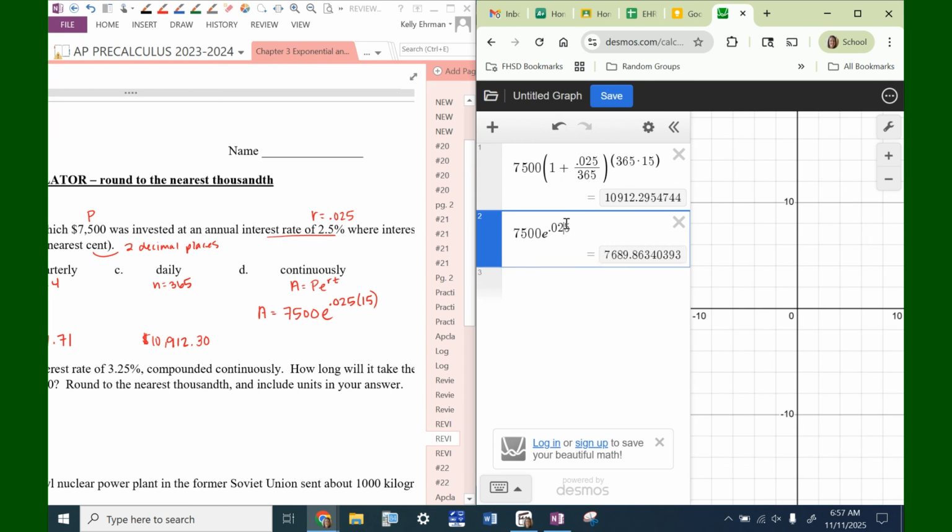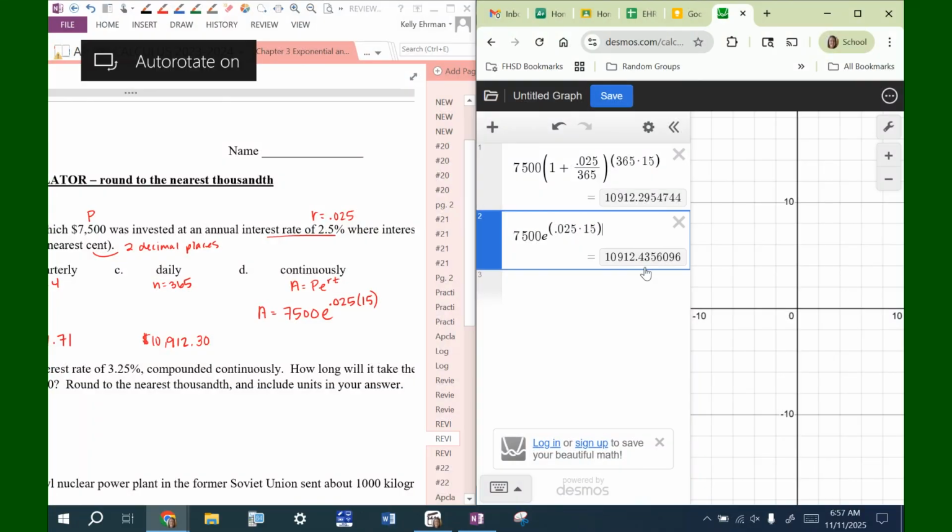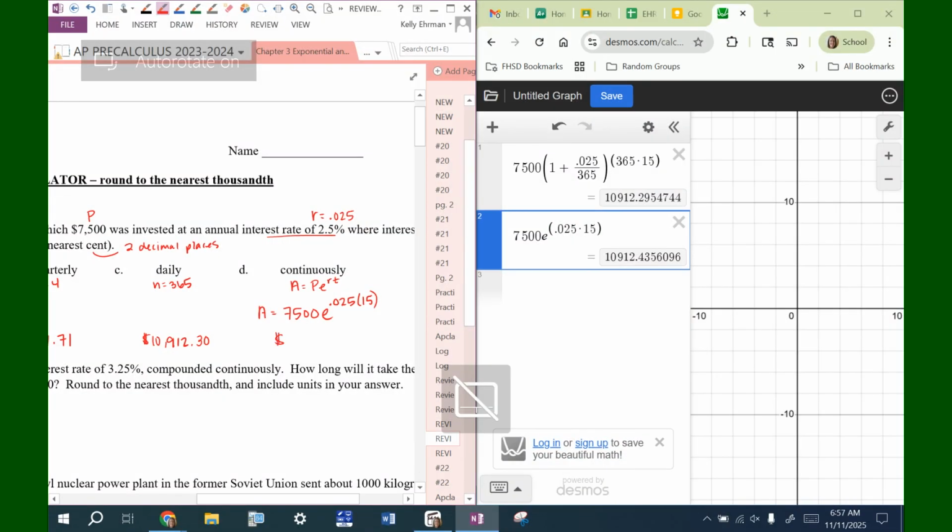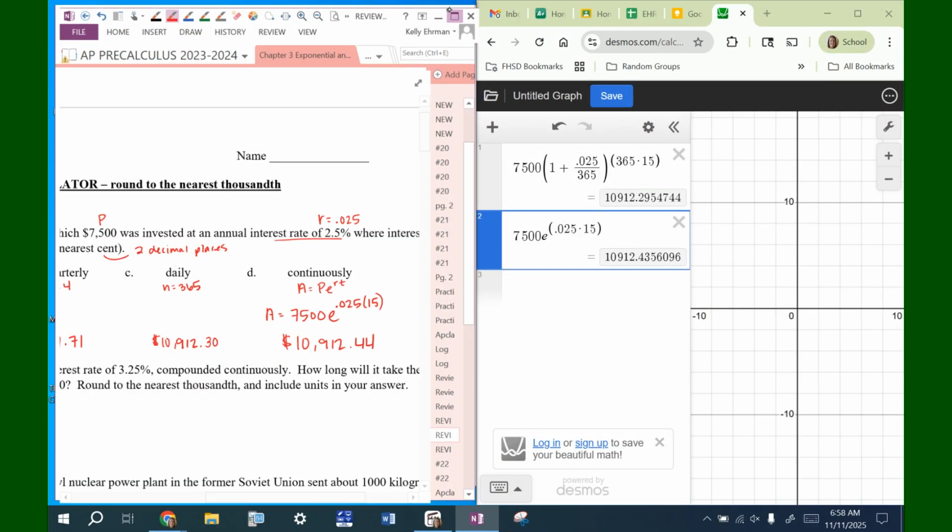Oh, see, I did it again. I almost always forget parentheses there. So you just have to be careful. Double check. Look at what you're typing in before you write down the answer. Okay, so this is 10,912.44. The continuous compounding should be very close to the daily, just a few cents more in each case.